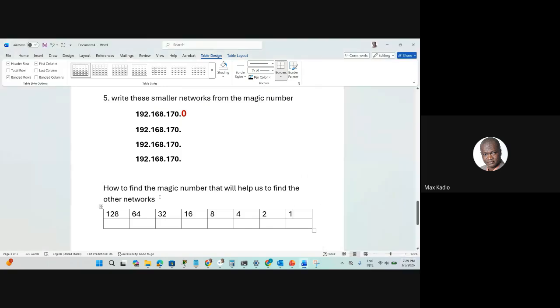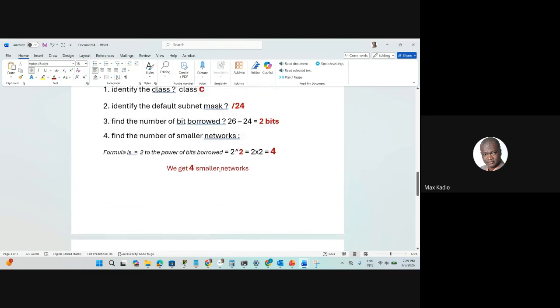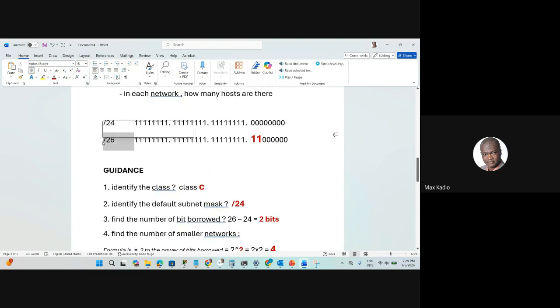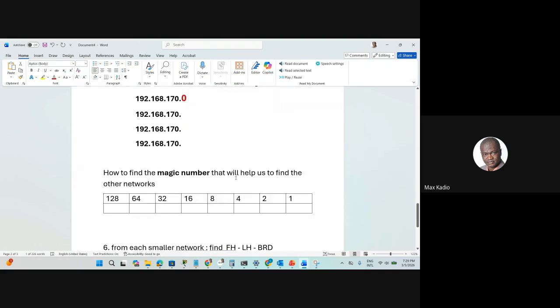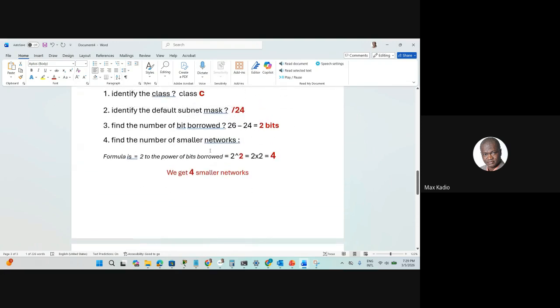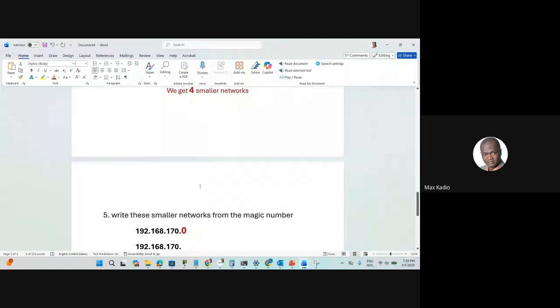So how to find the magic number? The magic number is a number that will allow us to find any other number to add. So how to find it? You do your table. Then you see we say /26. We borrowed 2. So this number you put in your table, 1, 1, and all zeros. So I'm going to copy it here for you, everything here, under here.